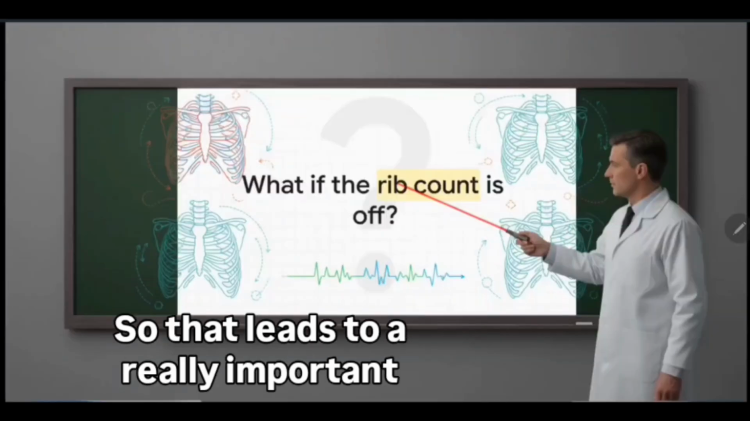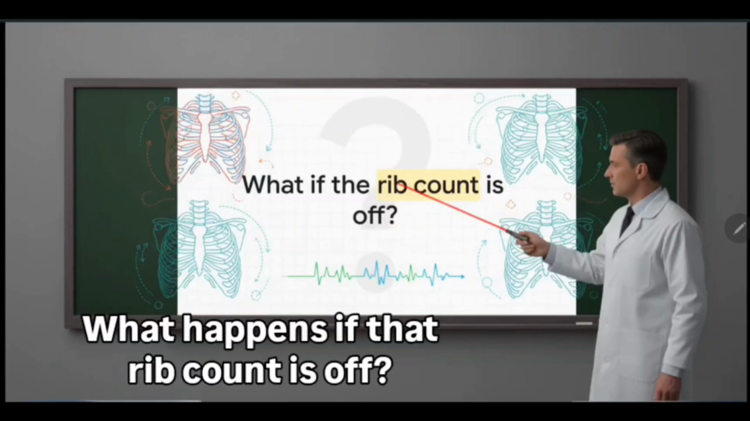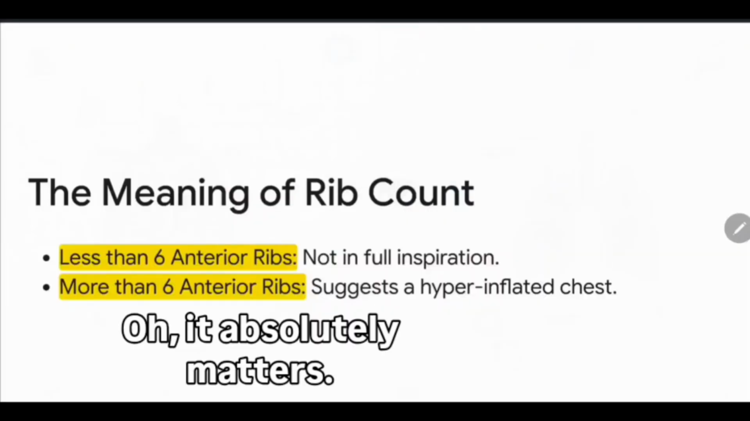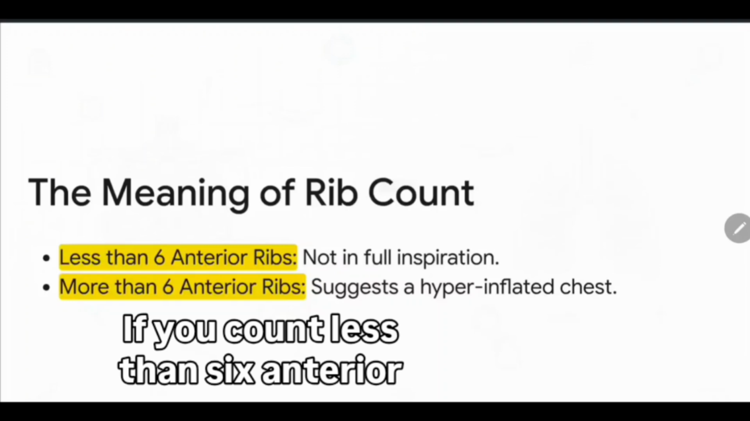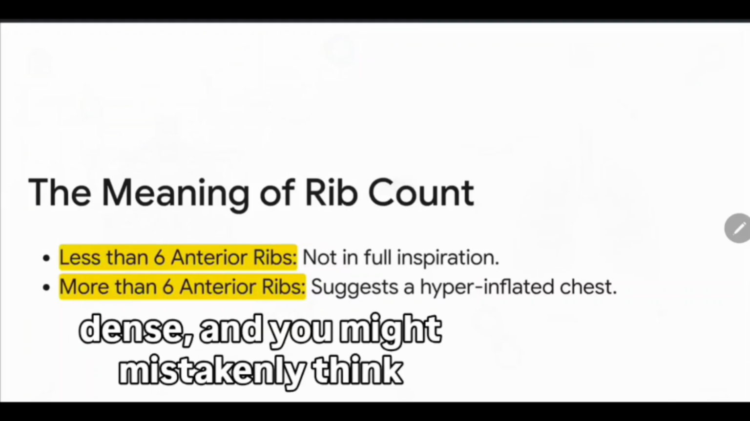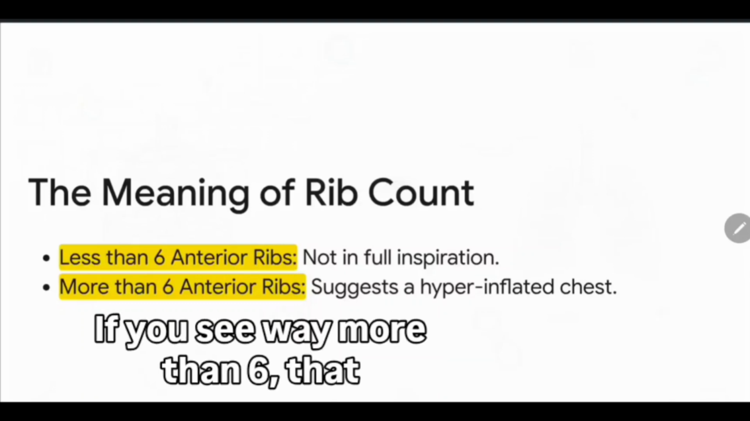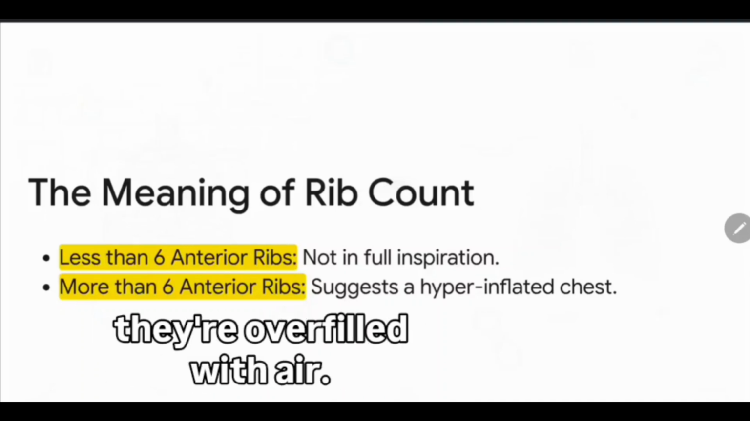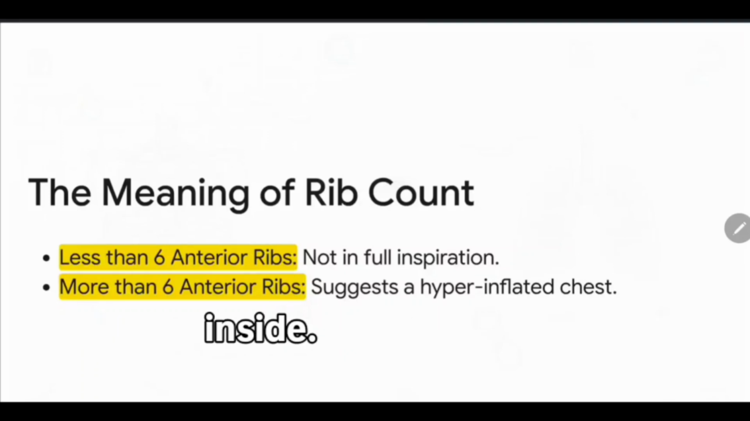So that leads to a really important question. What happens if that rib count is off? Does it actually matter clinically, or is it just a technical thing? Oh, it absolutely matters. This has real clinical implications. If you count less than 6 anterior ribs, that's a poor inspiration film. It can make the lungs look crowded and dense, and you might mistakenly think you're seeing something like pneumonia. On the flip side, if you see way more than 6, that suggests the lungs are hyperinflated. They're overfilled with air. This can be a sign of diseases like COPD or asthma, where air gets trapped inside.